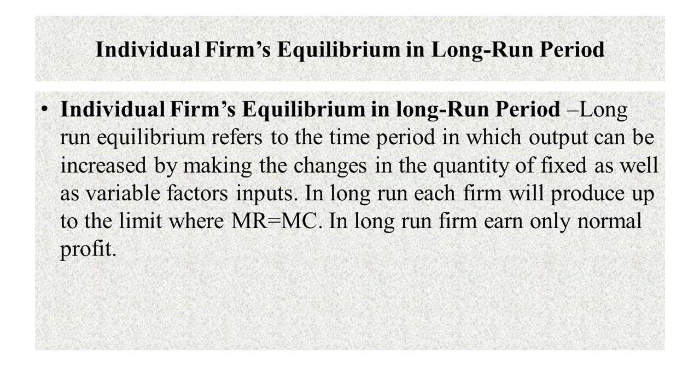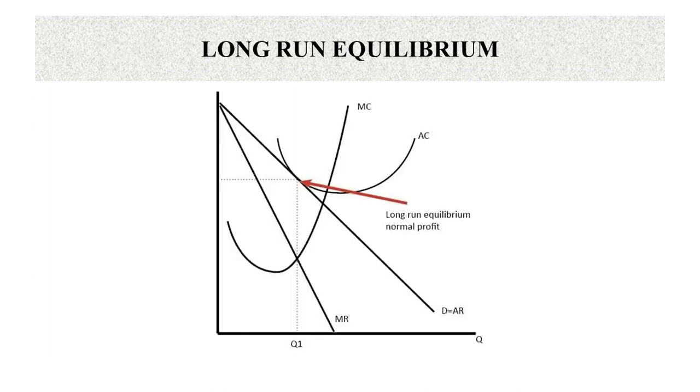Moving on, the next is the individual firm's equilibrium in the long run period. Long run equilibrium refers to the time period in which output can be increased by making changes in the quantity of fixed as well as variable factor inputs. In the long run, each firm will produce up to the limit where marginal revenue equals marginal cost. In the long run, firms earn only normal profit. Here you can see the diagram of long run equilibrium.